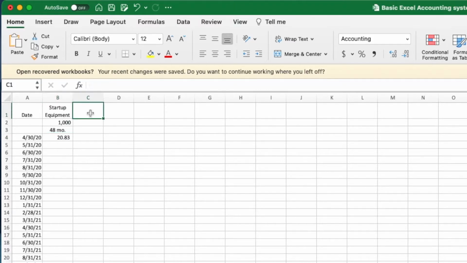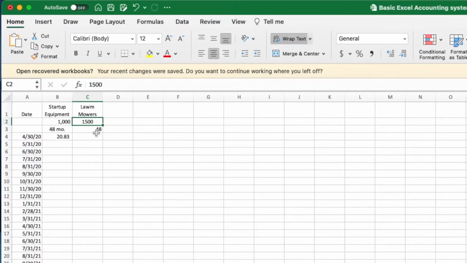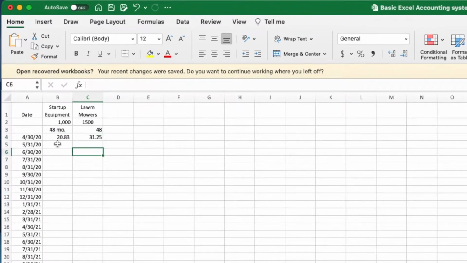Now, we also purchased some additional equipment, and I'm going to call this lawnmowers. $1,500 was our cost. And then again, we're still doing it over 48 months. So again, our equation is just going to be the 1,500 divided by the 48 months. Now, that's for our first month. But we want to be able to do this going forward.